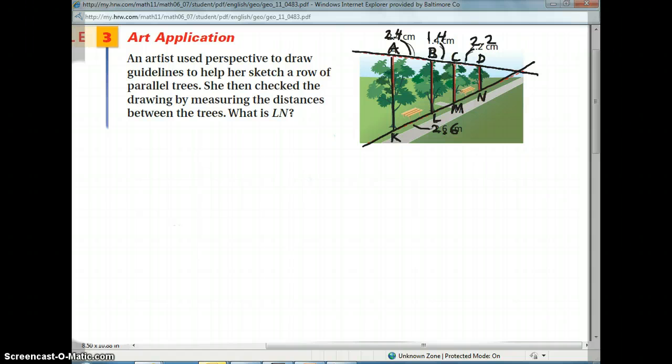Oh, the question, I will need that because that's going to disappear too. What is the distance from L to N? Alright? And we are able to assume that these are parallel. Okay, so let me change the background here.